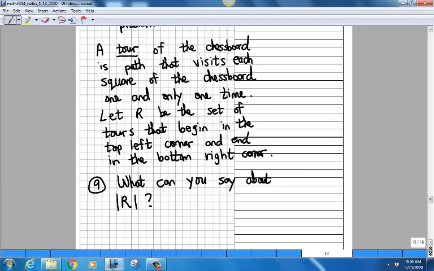Here's what I want to know. What can we say about the cardinality of this set, tours that begin in the top left and end up in the bottom right?